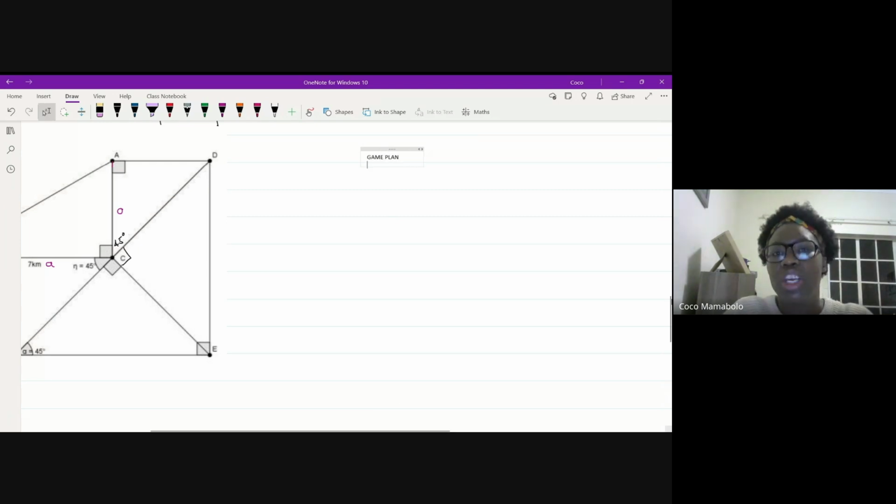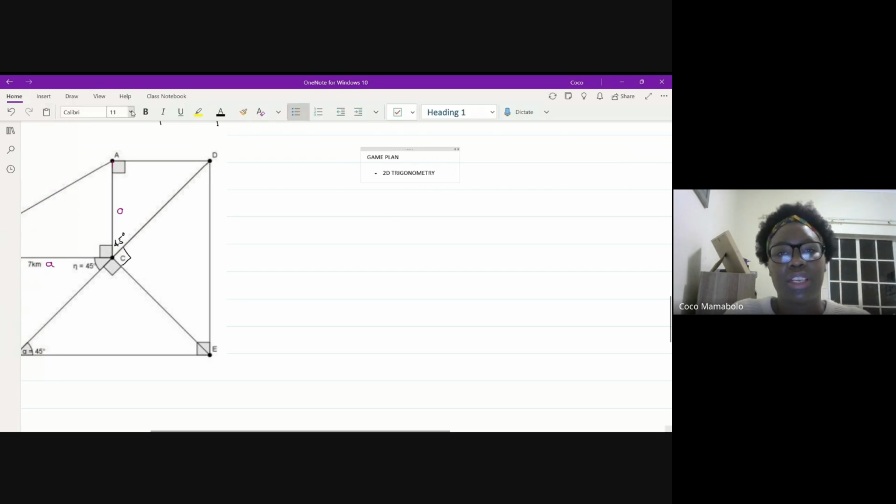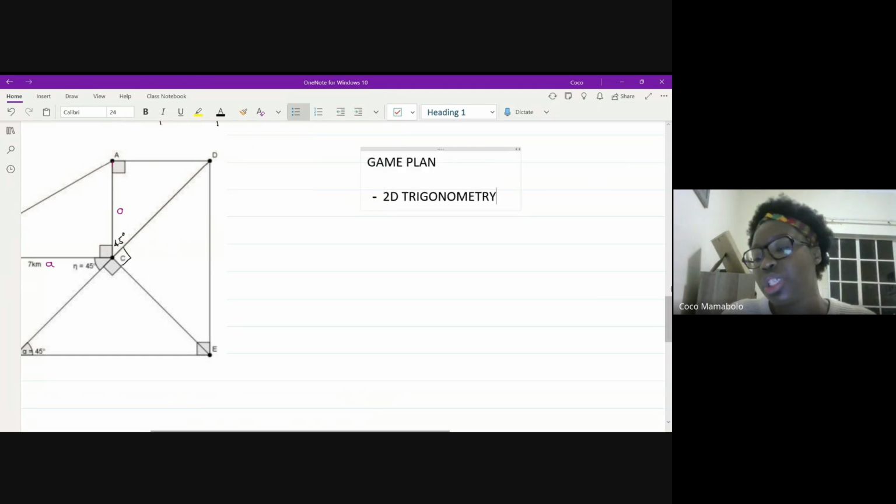Game plan. All right. So the first thing that we've just finished doing now is 2D trig. Right. We've just finished 2D trigonometry. Okay, and I'm just going to make this bigger because I feel like it's too small. We all need to see it. Let's make it a little bit bigger. There we go. All right, we've just finished 2D trigonometry.